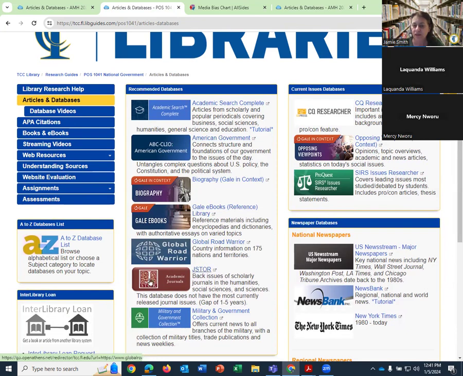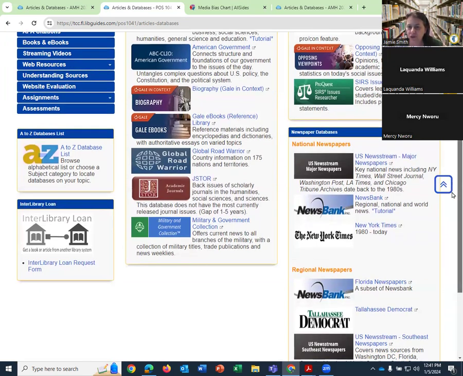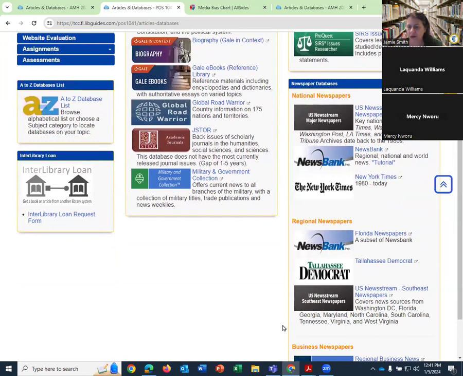But this one has a little more secondary resources. So if you're using political science, you might use more secondary resources. Another thing I found, and that's why you have this whole section of newspapers down here, is quite an array of newspapers in this section here.